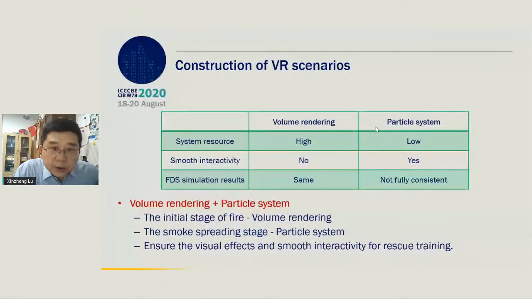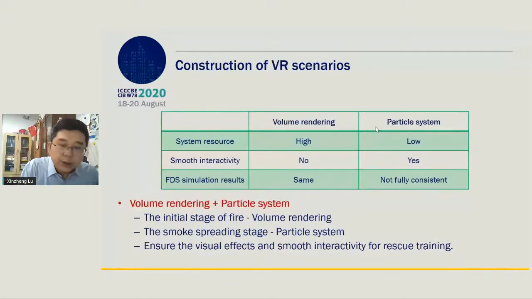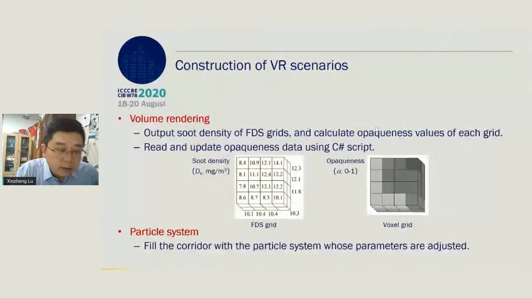The VR needs smoke visualization. There are two common approaches to visualize smoke. One is volume rendering, and another is the particle system. Both of them have their pros and cons. Thus, we combine the two. In the initial stage, we use volume rendering, and at the spreading stage, we use the particle system.